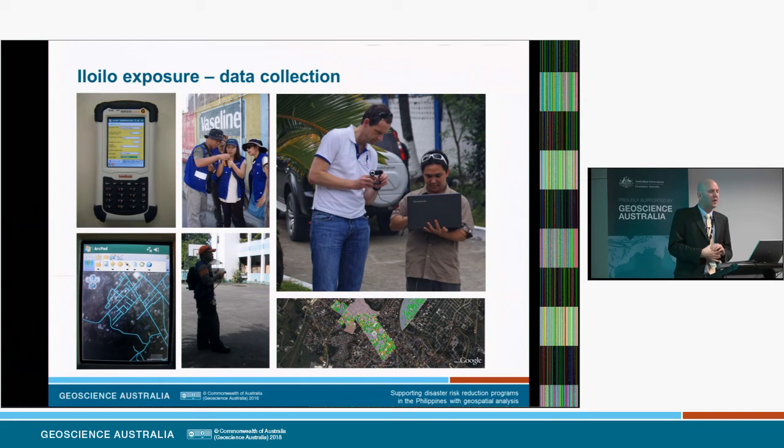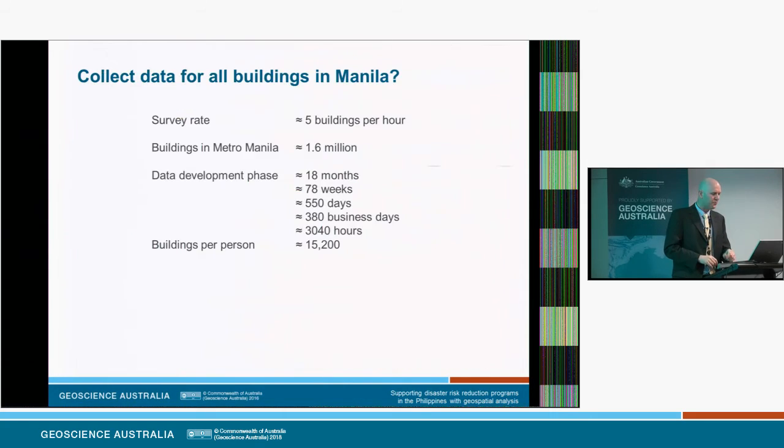So through that work, around about 1,000 buildings were surveyed, and we saw a very diverse mix of land and building uses in the areas that were surveyed. There's very little homogeneity in the use of buildings in Iloilo. So at the beginning of the project, PHIVOLCS nominated themselves to lead the exposure information development based on the great work that they'd done in Iloilo.